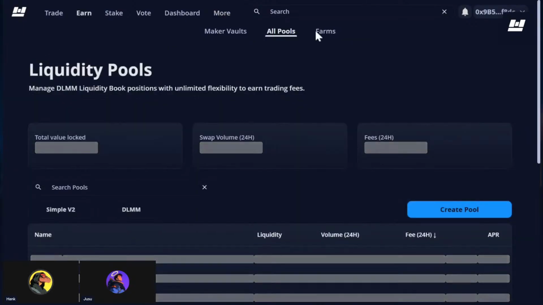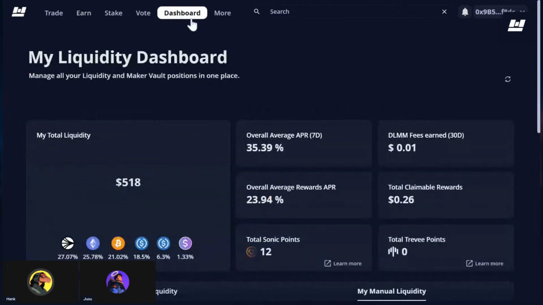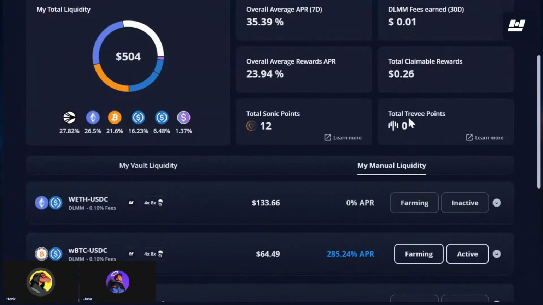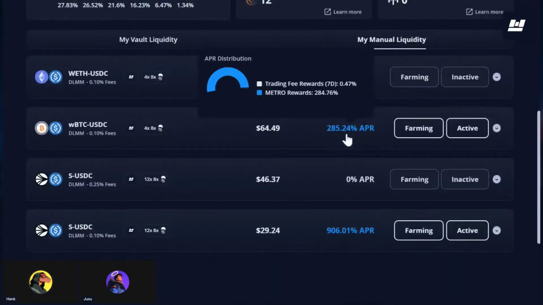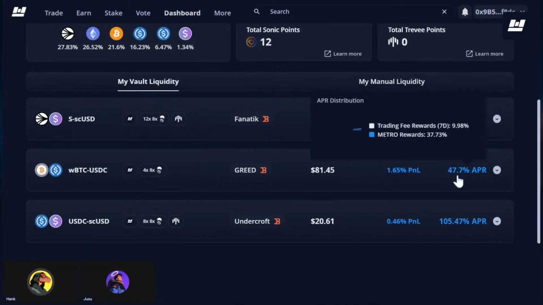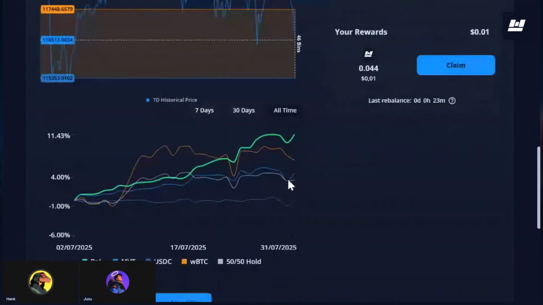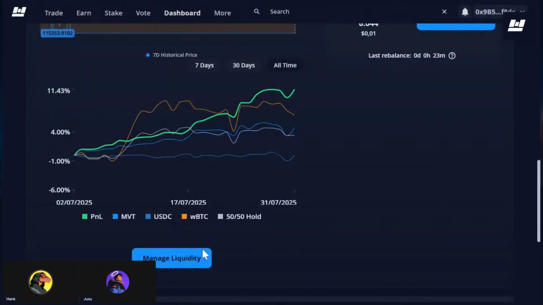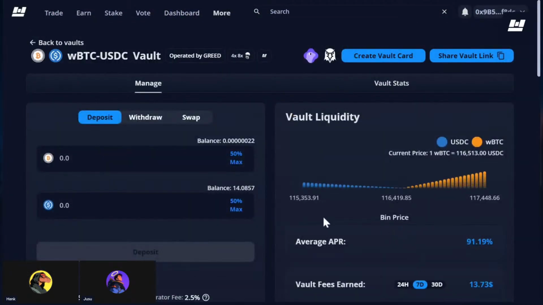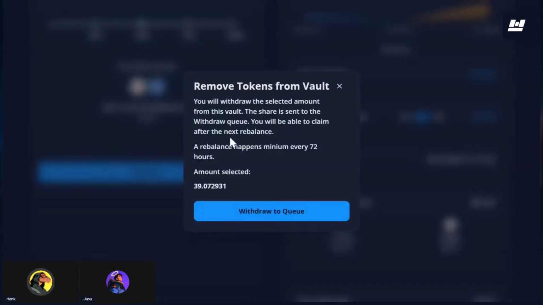And the same is with Maker Vaults. If you want to remove liquidity, I'm going to go to my dashboard, and now I want to remove liquidity. Let's say here, just to showcase how it goes. I can see this one is very profitable, but I'm still going to manage my liquidity here. And now if I want to withdraw, I can here decide how much. So let's say I want to withdraw 50% and I remove it.